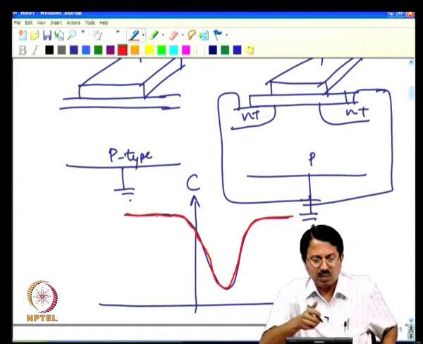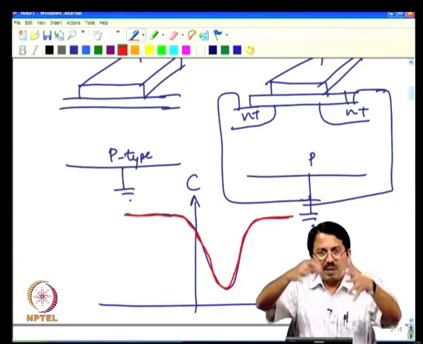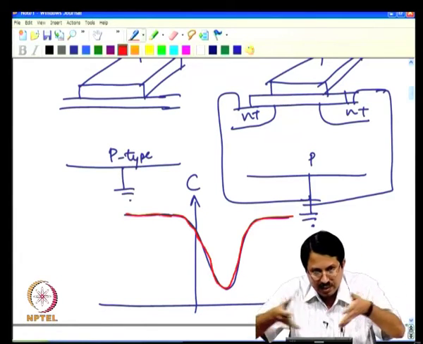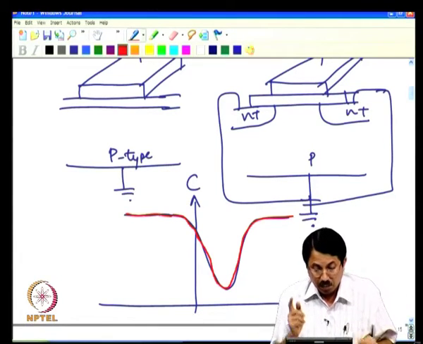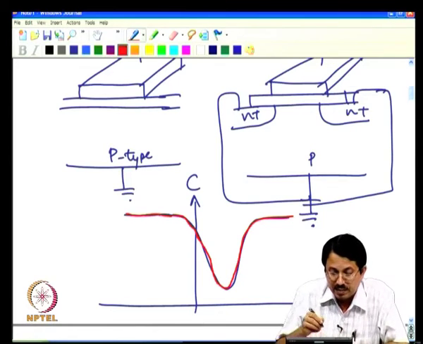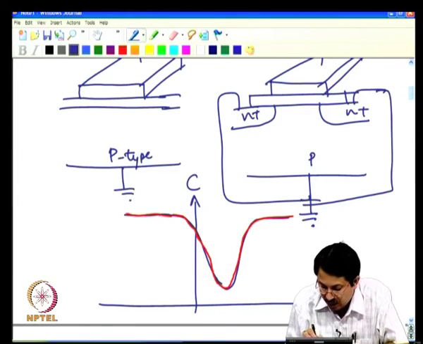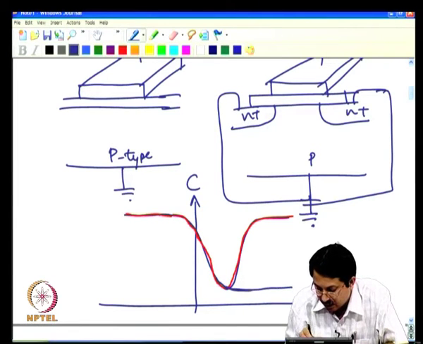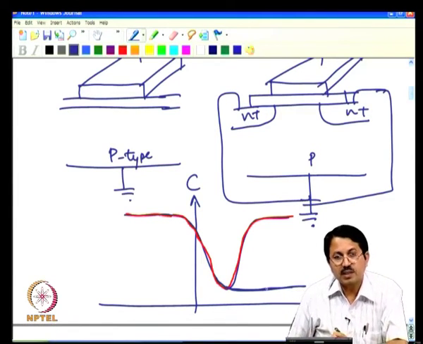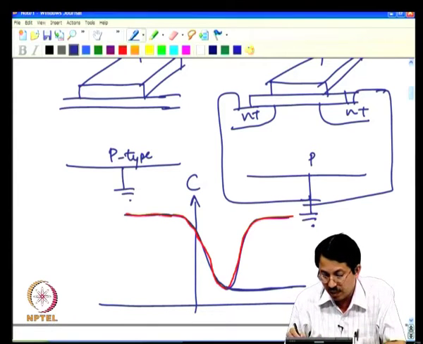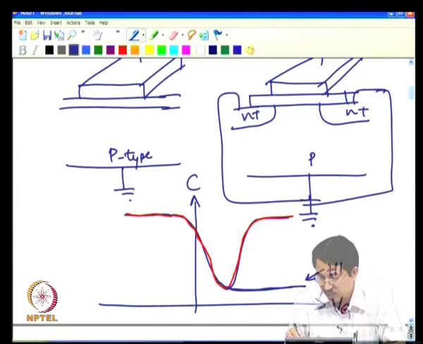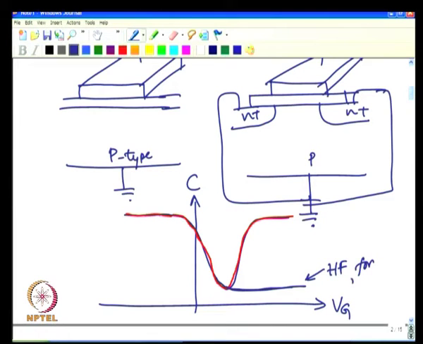This is what you expect, because the area is the same, so the capacitor that is formed is identical really. But your high frequency capacitance in the case of this device will essentially look like this. In inversion, you have the minimum capacitance under high frequency. This is your HFCV for a capacitor structure.